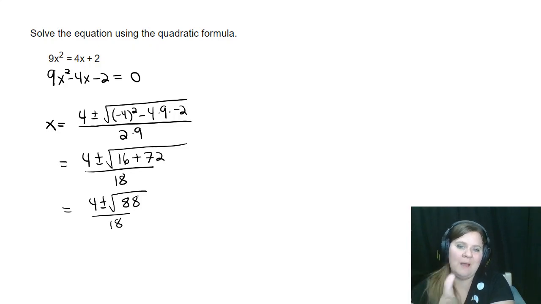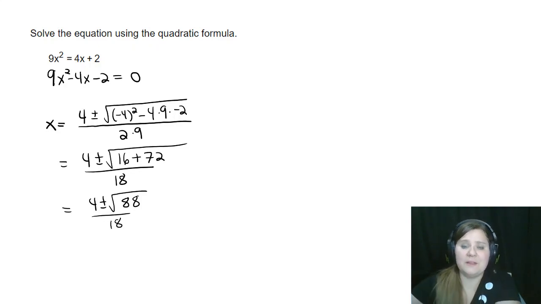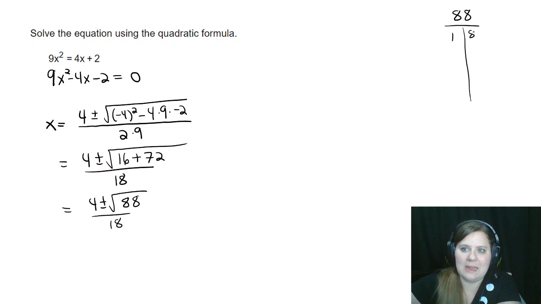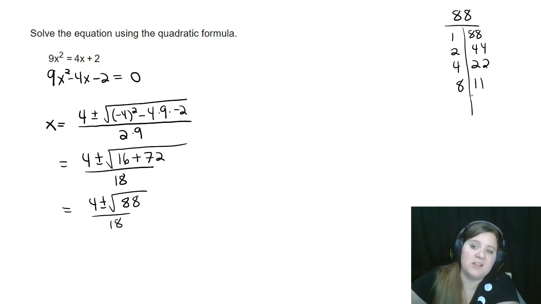So ask yourself, what perfect square do we know goes into 88? And if possible, what's the biggest perfect square? So if you're not sure, remember you can always make a chart. So I can break up 88. 1 and 88, 2 and 44, 3 doesn't work. 4 and 22, 5 doesn't work, 6 doesn't work, 7 doesn't work, 8 and 11, 9 doesn't work, and 10 doesn't work. So looking at this, there are two perfect squares, 1 and 4.